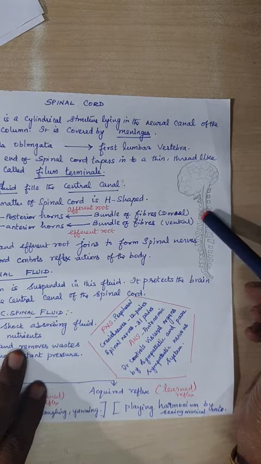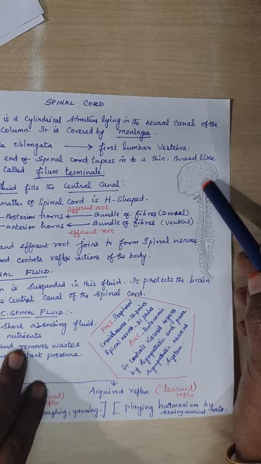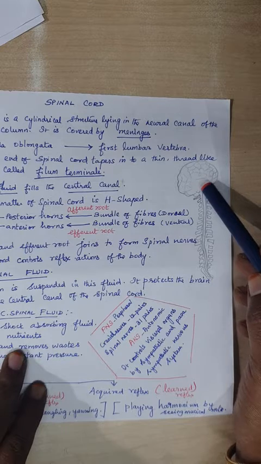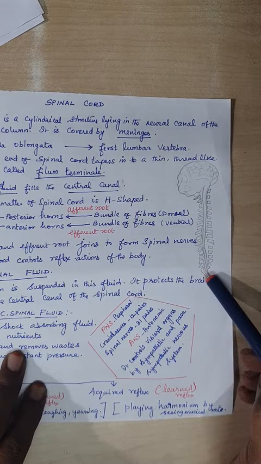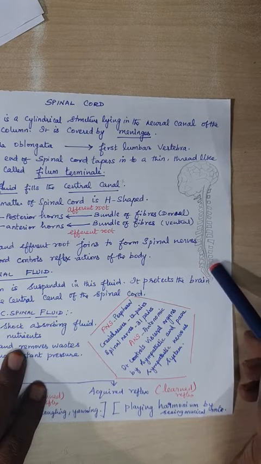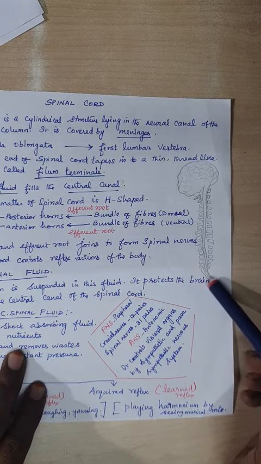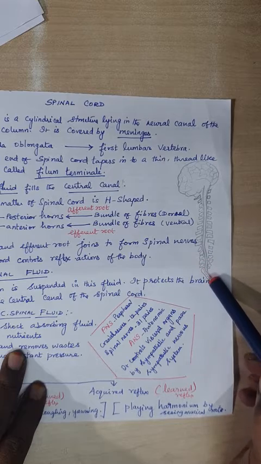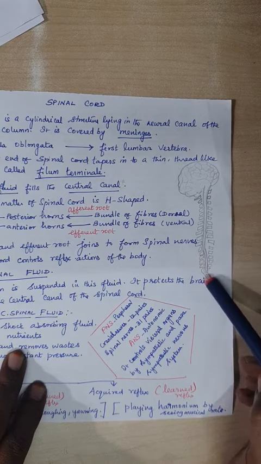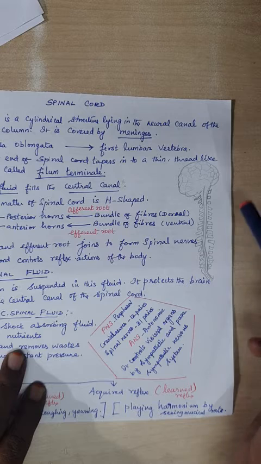Okay, the spinal cord is connected with the brain by the medulla oblongata. So we can say the spinal cord starts with the medulla oblongata and it ends in the first lumbar vertebra. The posterior end of the spinal cord tapers into a thin thread-like structure called filum terminale. This portion is called filum terminale. It is made up of a thread-like structure. It is continued with the spinal cord. And the cerebrospinal fluid fills the central canal.